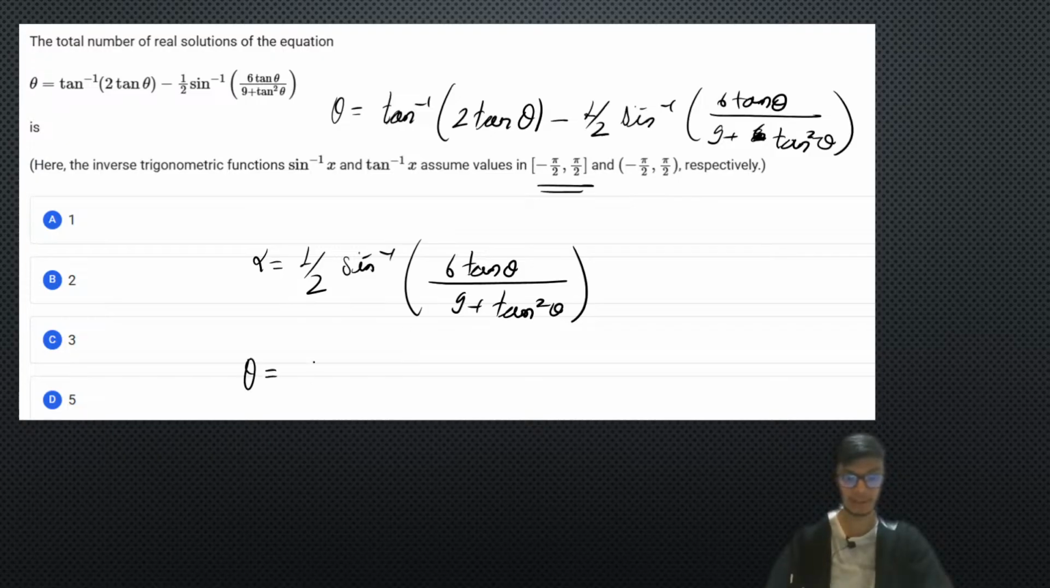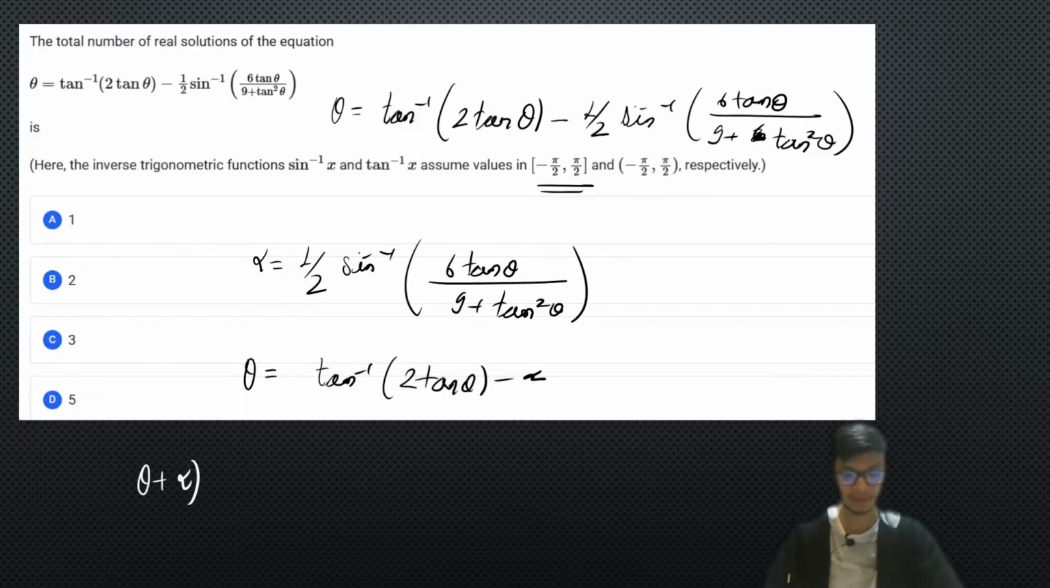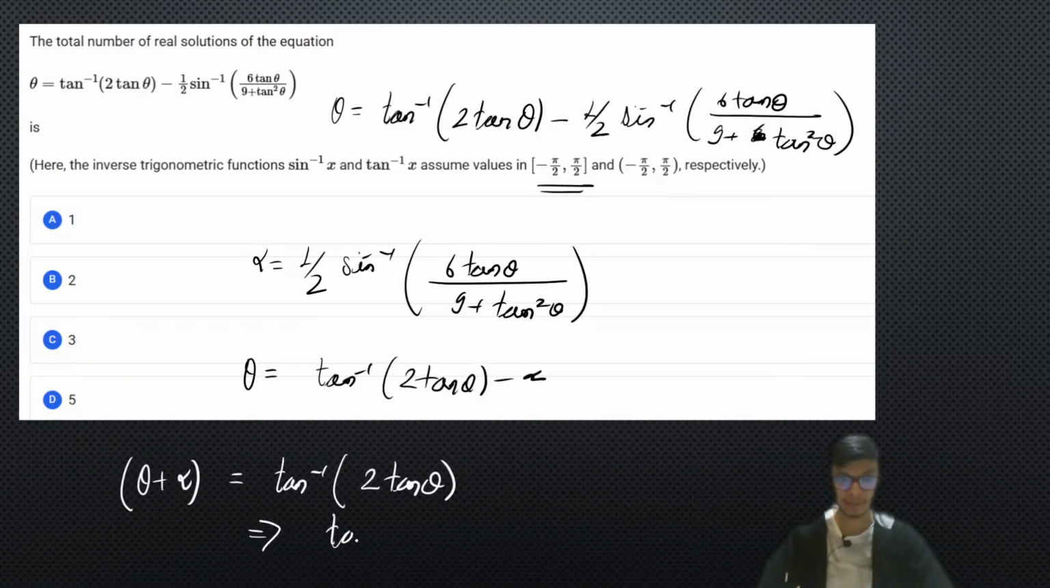Then we can write theta as tan inverse of 2 times tan theta minus alpha, right? Then from here we can write theta plus alpha is equal to tan inverse of 2 times tan theta. Now, since all these are for the principal values, I can write this as tan of theta plus alpha is equal to 2 times tan theta.